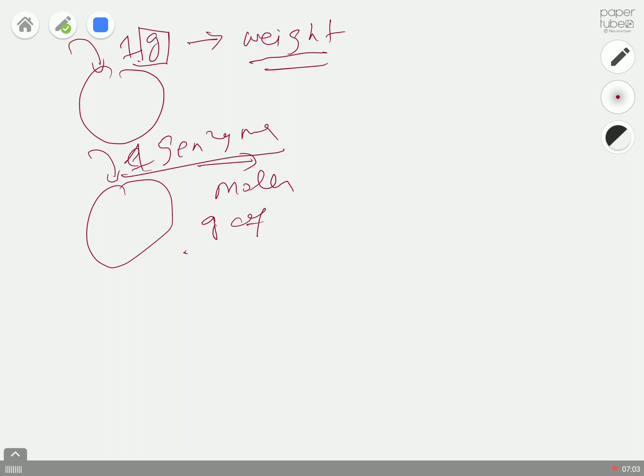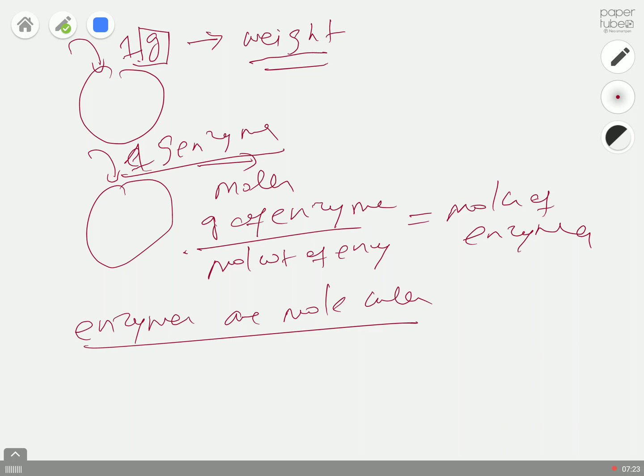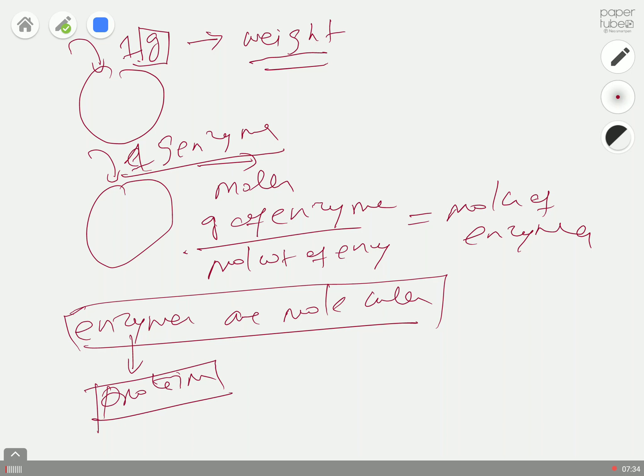So grams of enzyme divided by the molecular weight of the enzyme will give you moles of enzyme. So try to remember, enzymes are molecules. Enzymes are molecules, and molecules have a definite structure and shape, composed of many atoms. And enzymes are proteins, and enzymes do the job of converting your substrate to products.